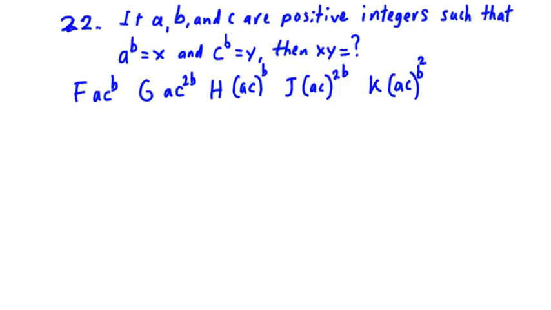Okay, this is problem 22. If A, B, and C are positive integers such that A to the power of B equals X and C to the power of B equals Y, what is XY? Well, then XY is going to have to be equal to A to the B times C to the B. And that's going to be really AC to the power of B.